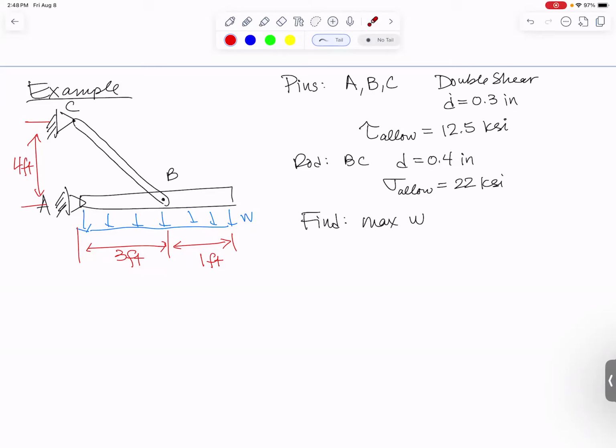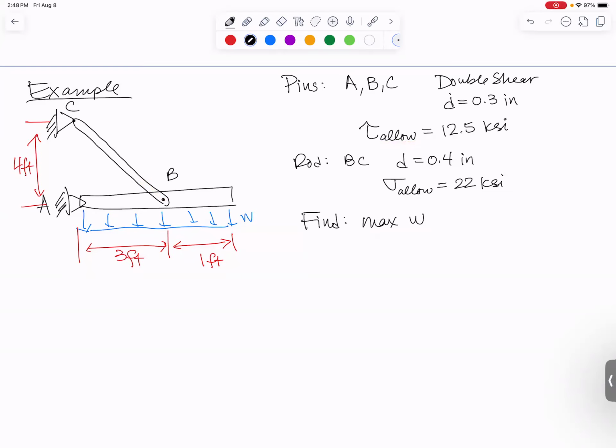So why don't we solve it the way we normally would? Start with a free body diagram, write equilibrium equations to solve for forces. We can't actually get a number for them right away, but we'll be able to get an expression for how the force in member BC is related to W. And then we can maybe use these tau allow and sigma allow to figure out the max W.